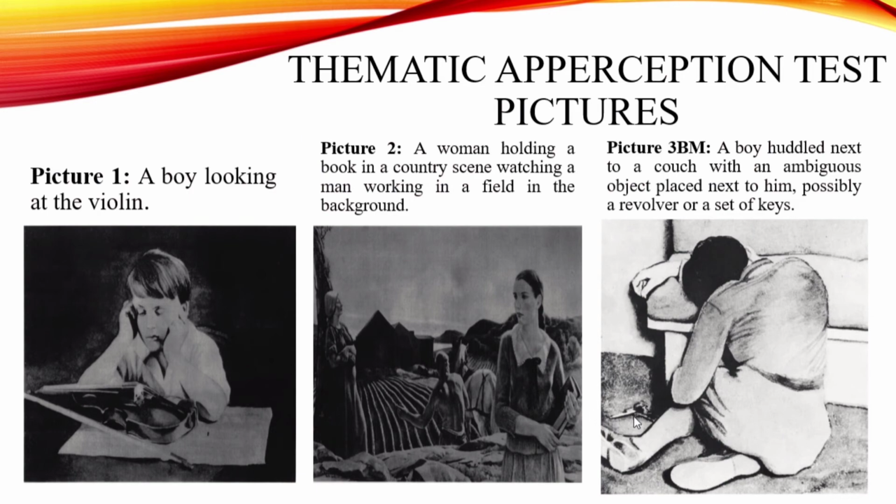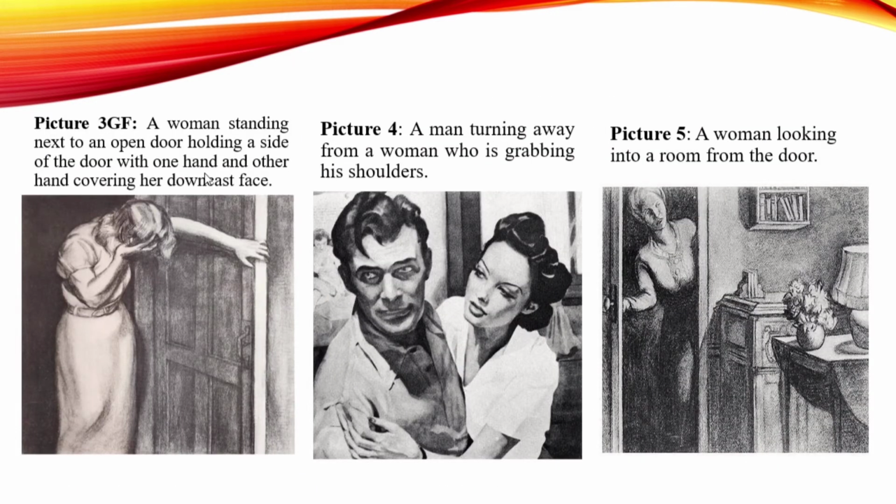Next picture, picture 3GF, is most commonly used for girls and females. A woman standing next to an open door, holding the side of the door with one hand and the other hand covering her downcast face. Picture 4, a man turning away from a woman who is grabbing his shoulders. Picture 5, a woman looking into a room from the other door.